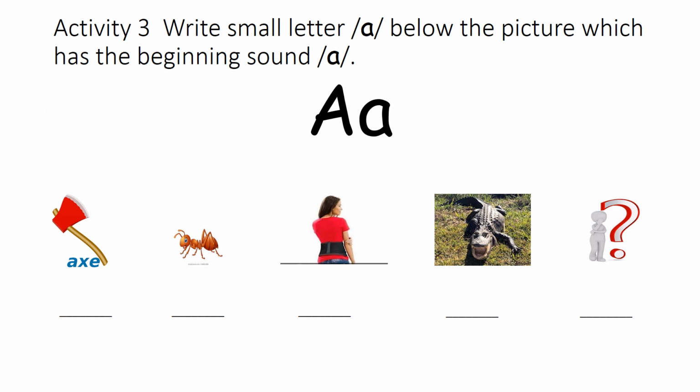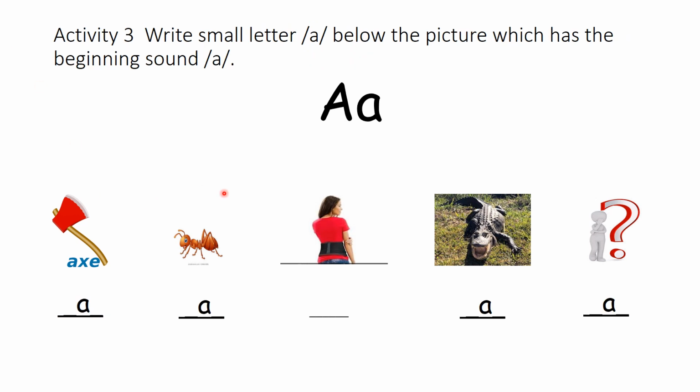Okay, so let's continue. Let's check if your answers are correct. This is letter A because this is axe. The beginning sound is A, axe. This one is letter A again because it's ant. A, alligator, and A, ask. This one it's not because it's not the beginning sound A. It's B, right? Back. If you are all correct, then you're doing a good job. Great. You are great.